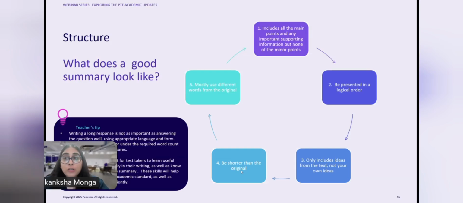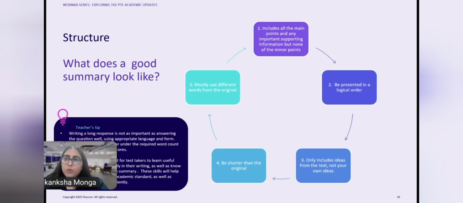It has to be shorter than the original. Summaries cannot be longer than the original text. By definition, a summary means that it's a concise version of some information. So it has to be shorter and it has to mostly use words that are different from the original vocabulary so that you can show range of vocabulary and how well you are able to understand the text.